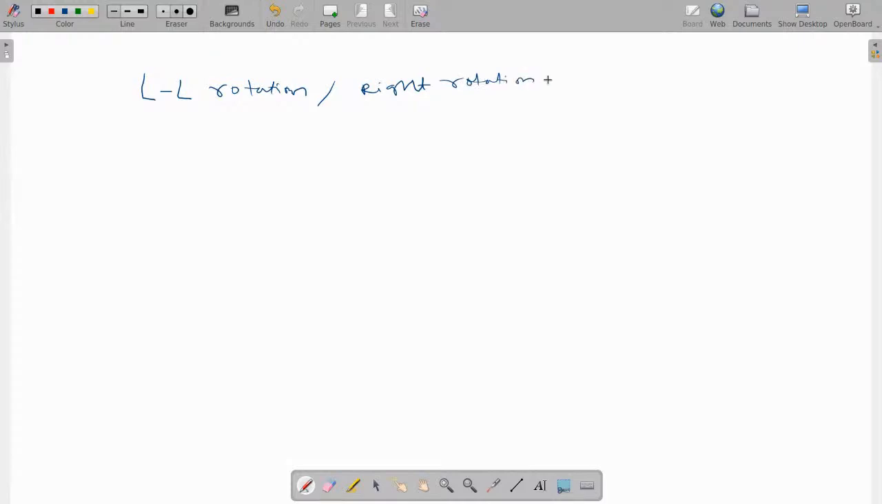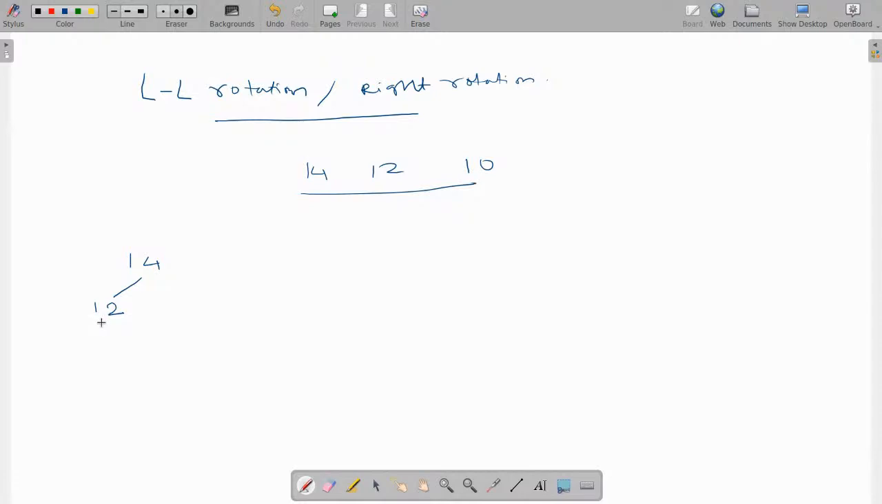LL means the left of the left child. Suppose I have a monotonously decreasing array from which I have to construct the binary search tree. Suppose I have elements like this. The binary search tree will initially look like this: 14, then 12. Till here the binary search property is maintained and the tree is also balanced, because here the subtree's height is 1, and here the subtree is null.